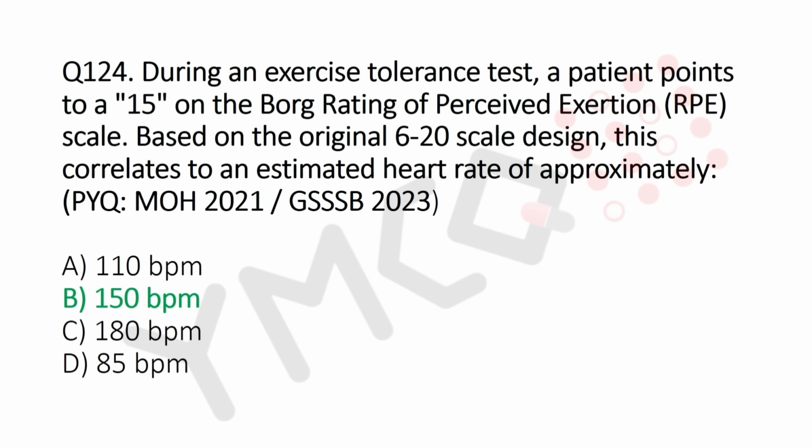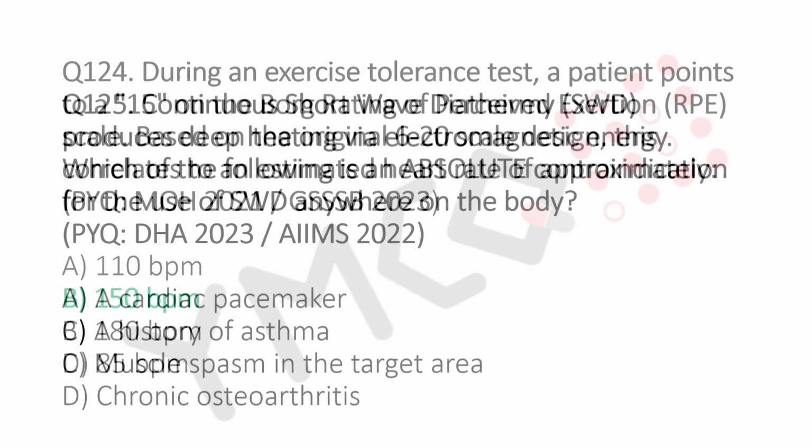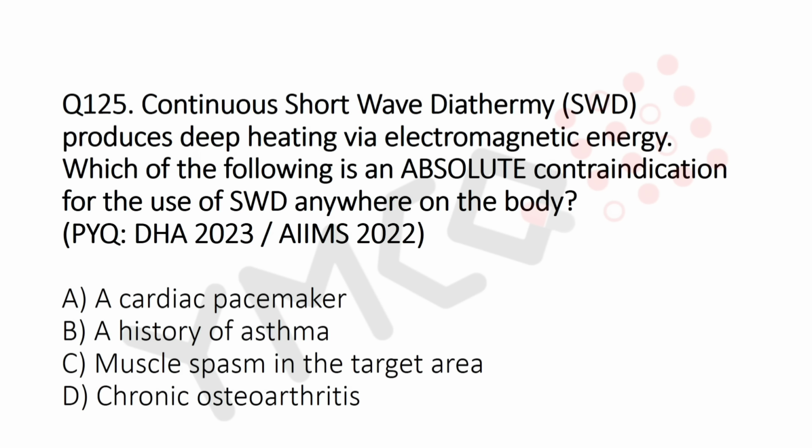Okay. Now let's move to question number 125. Continuous shortwave diathermy produces deep heating via electromagnetic energy. Which of the following is an absolute contraindication for the use of SWD anywhere on the body? Option A, cardiac pacemaker. Option B, a history of asthma. Option C, muscle spasm in the target area.